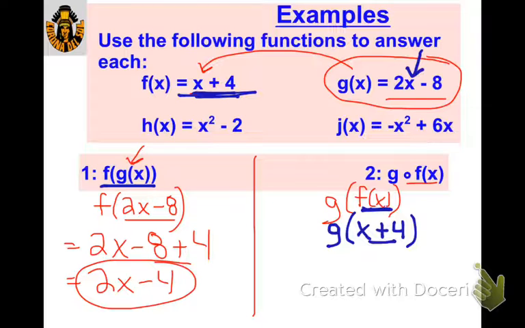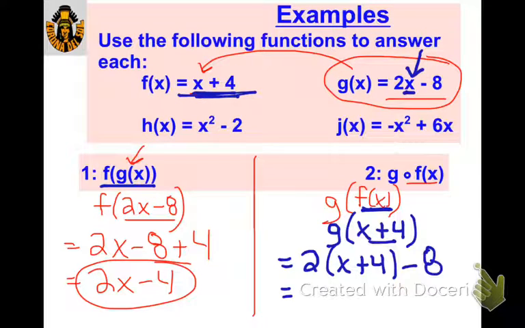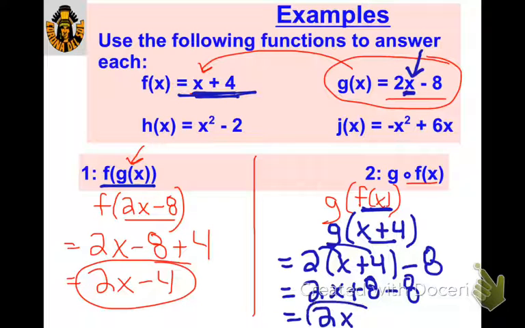It's going to be equal to, let's put x plus 4 right there. So it's going to be 2 parentheses x plus 4 minus 8. See how just wherever there's an x, we put in the function. Okay, so then we just distribute. So that's going to be 2x plus 8 and then minus 8. So our final answer would be 2x because we can cancel the 8 minus 8.